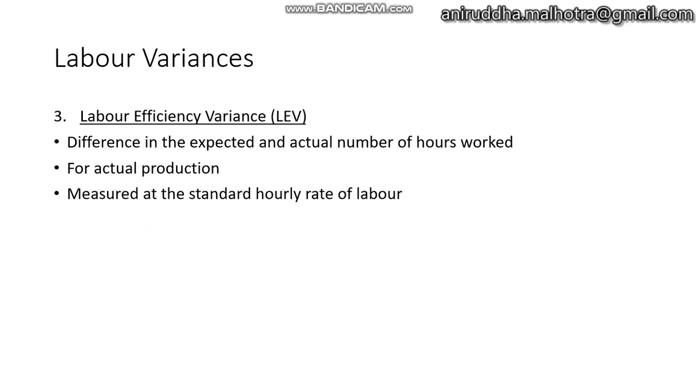Coming to the next one, labor efficiency variance. Again, think about this one as your material usage variance. That means what this variance compares is the number of hours that it should have taken to complete the actual production. If you ended up taking more hours than you were supposed to, it's going to be an adverse variance. If you ended up taking less hours than you were supposed to, it's going to be a favorable variance. So here, when you consider the actual hours, it's not the actual hours paid, but the actual hours worked.